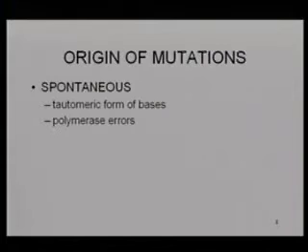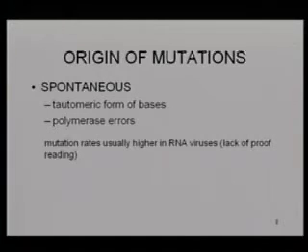So you get the tautomeric form of bases. There's no way around it except proofreading because this is just a chemical equilibrium. There's nothing too much you can do about it. So however good your polymerase is, it's never going to be able to deal with that one. And as I said, the mutation rates are usually higher in RNA viruses because of their lack of proofreading.